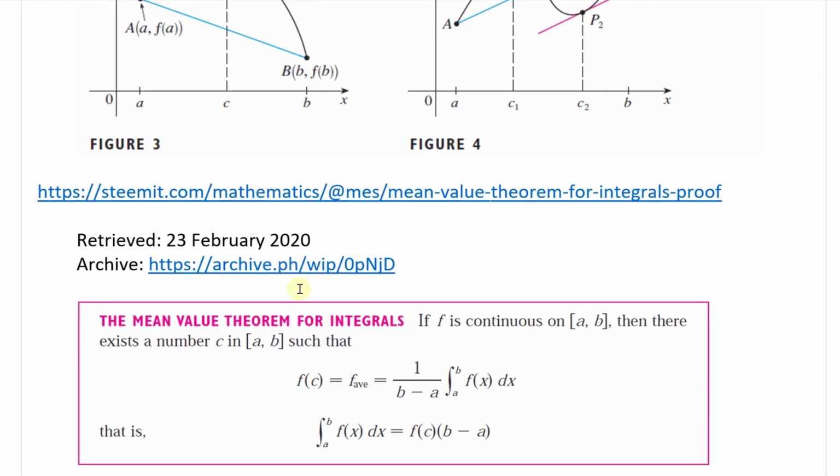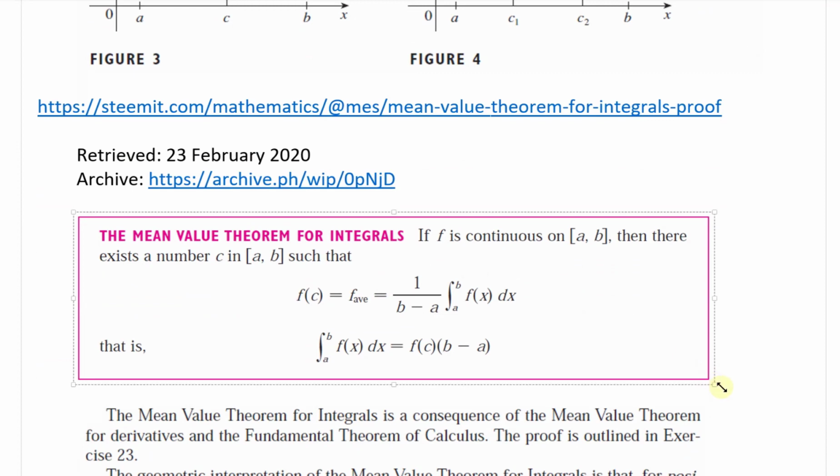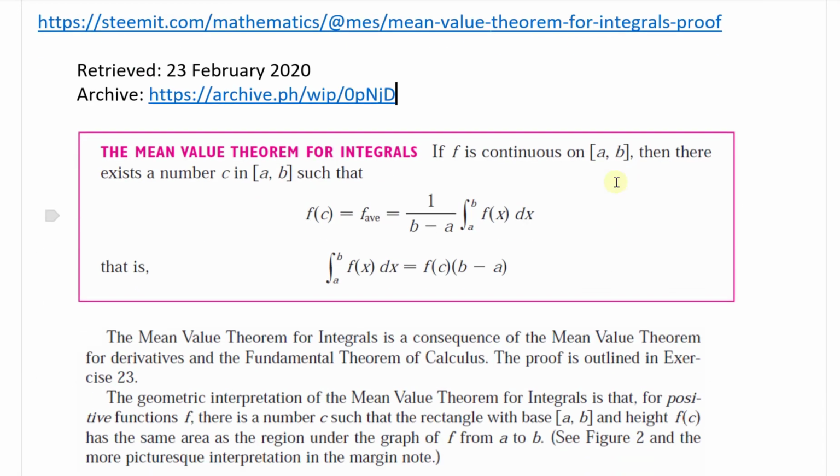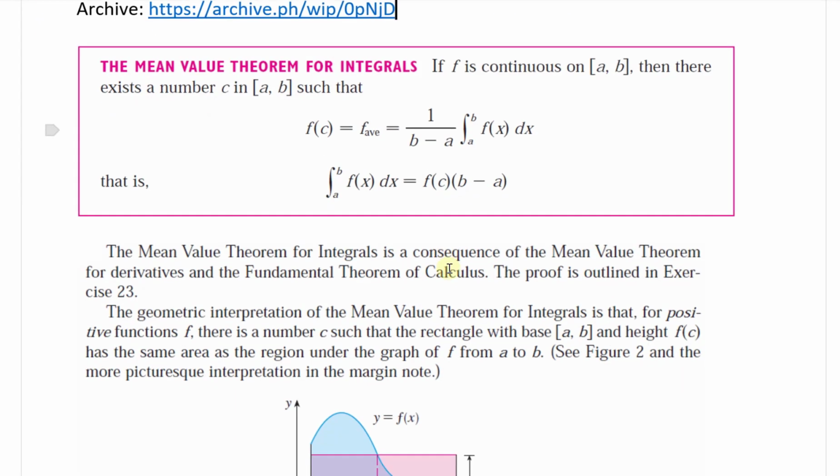Now going over the mean value theorem for integrals. Recall, if f is continuous on the closed interval a to b, then there exists a number c in this interval a to b such that f of c equals f average, or the average value, which equals 1 over b minus a times the integral from a to b of f(x) dx. Or you could write it like this: the integral from a to b of f(x) dx equals f of c times b minus a, just moving this b minus a to the other side, where this is the average value.